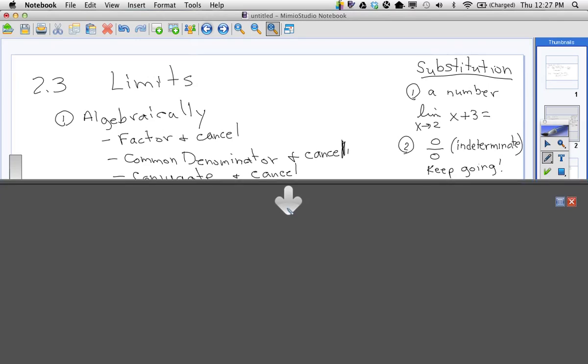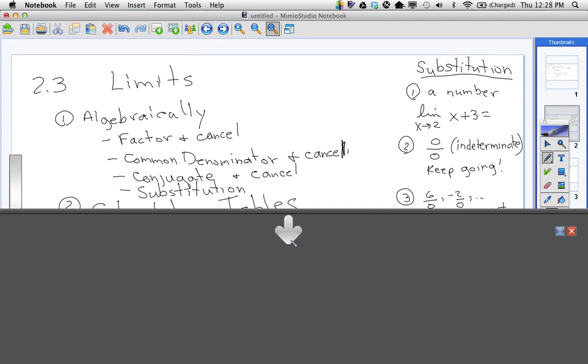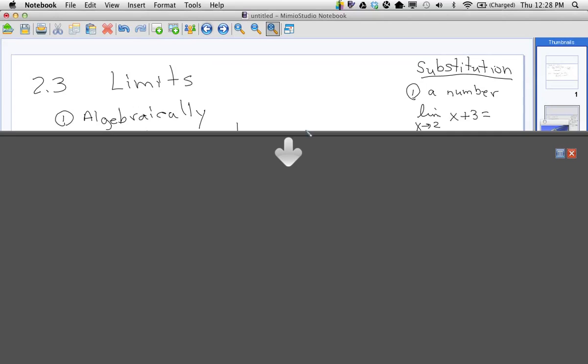2.3. Now I got a lot of stuff here, so let's go through it starting on the left over here. This stuff up here on the right-hand corner we'll come back to in a minute. Section 2.3 is this side trip we took into investigating limits. One way to do limits is algebraically, which you attempted on that worksheet today.